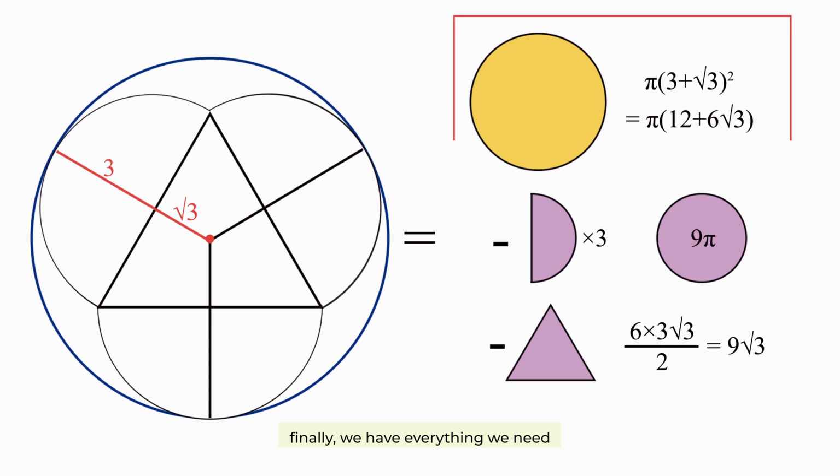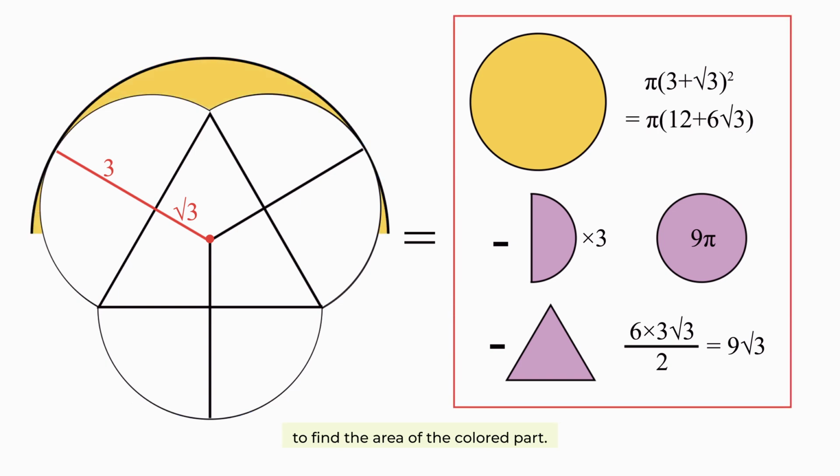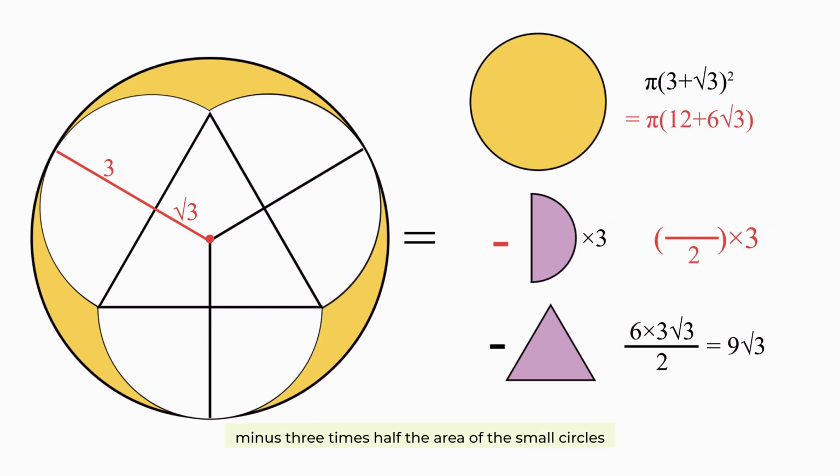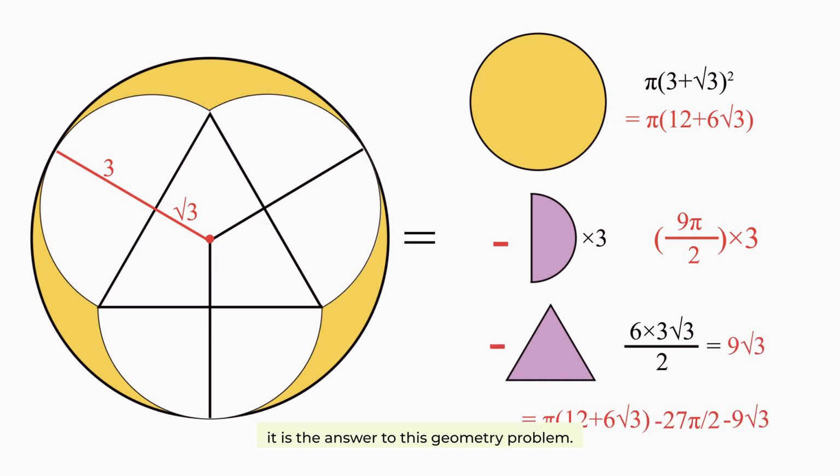Finally, we have everything we need to find the area of the colored part. The area of the large circle minus 3 times half the area of the small circles minus the area of the equilateral triangle. It is the answer to this geometry problem.